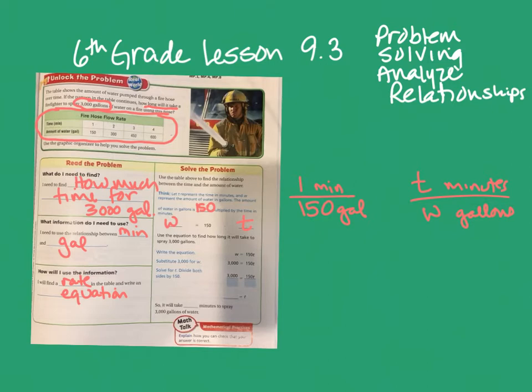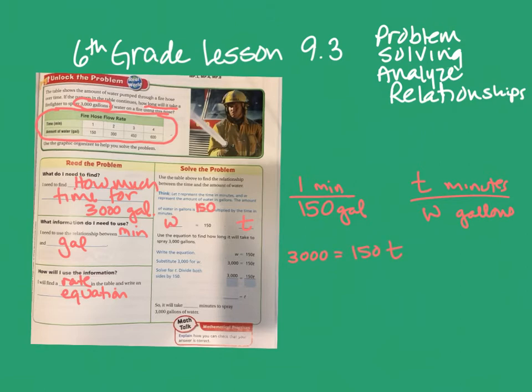So we can use this equation to find out how long it will take to spray 3,000 gallons. Remember, gallons is represented by W. So we're going to replace the W in our equation, W equals 150T, with 3,000.